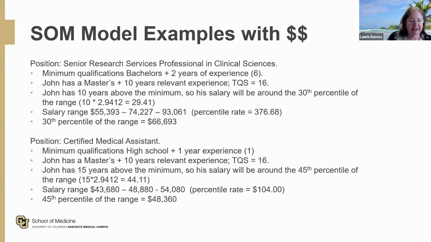Right? In our second example, again, we have a salary range of 43,680 to 54,081. And you can see the percentile rate in this case is $104. And to get to the 45th percentile of the range would be 48,360. And if you look at the midpoint of the range, which is 48,880, you can see that the 45th was approaching the 50th. So that number should be pretty close.